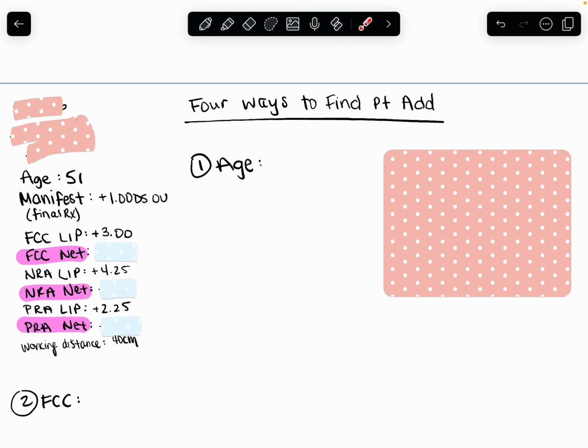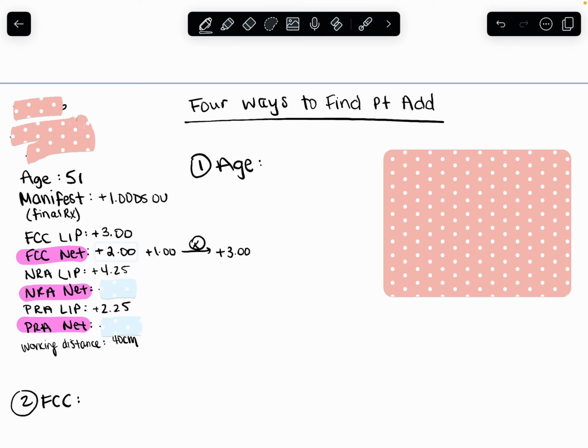So first we're going to calculate the FCC net. So we're going to take the manifest and figure out how we need to get to the FCC lens in place, which is +3. So the answer to that is +2.